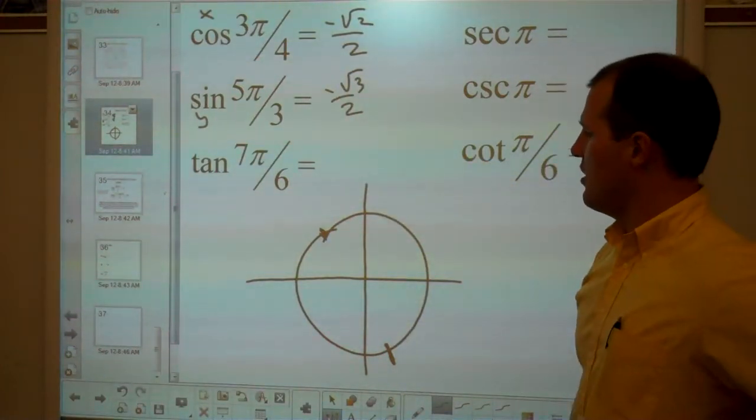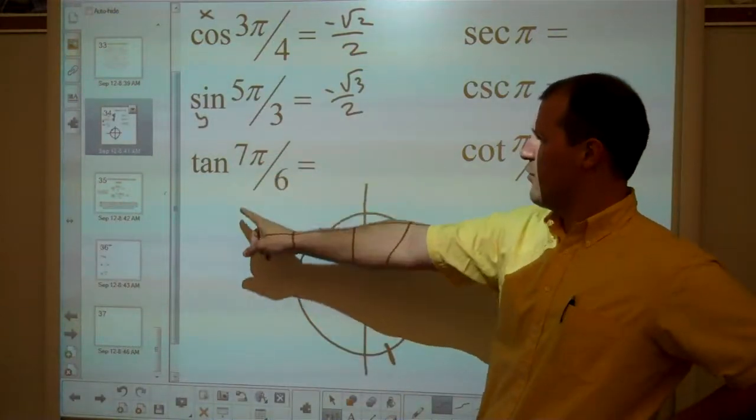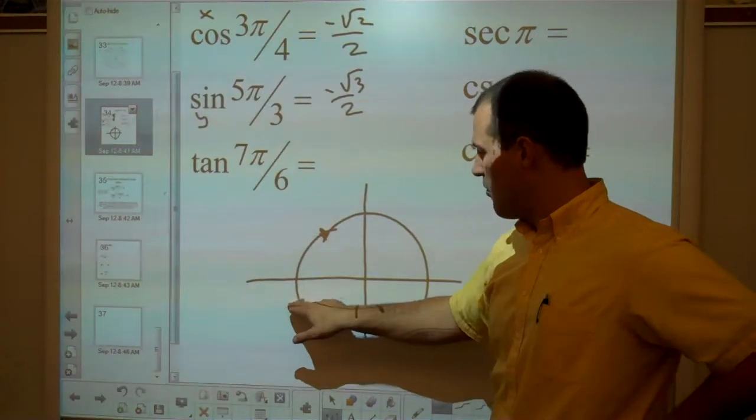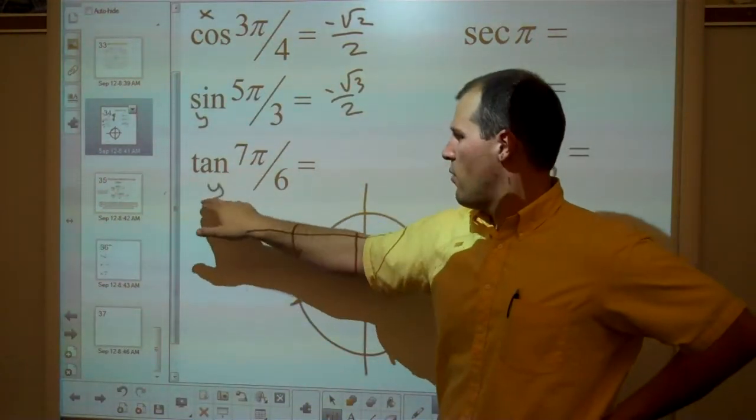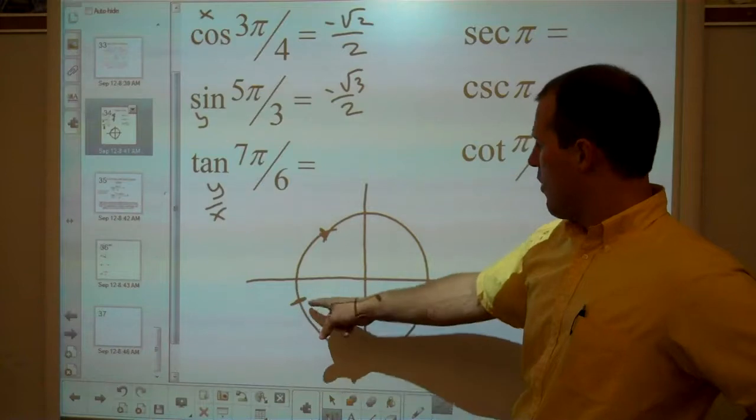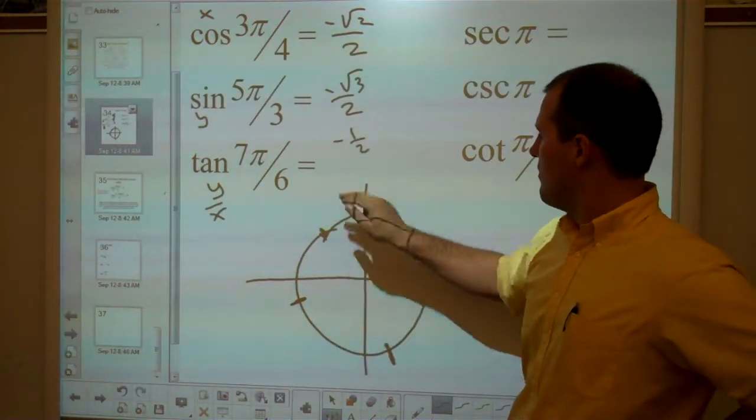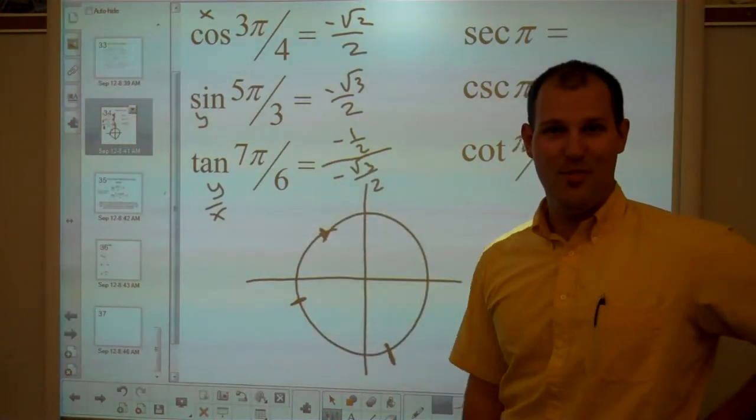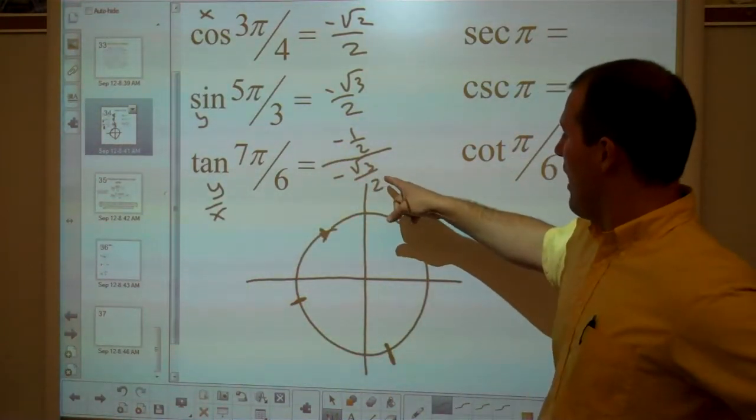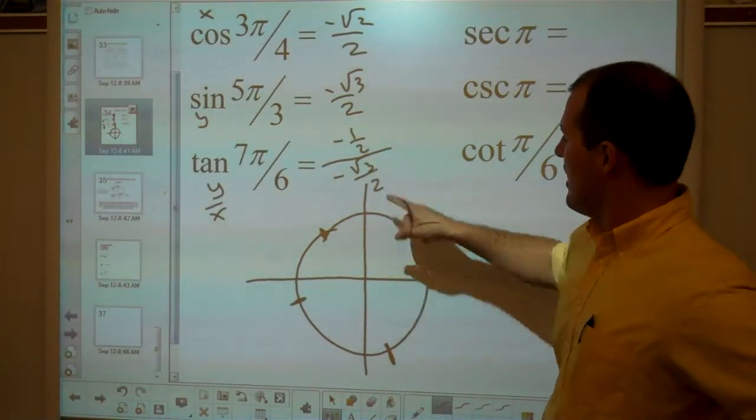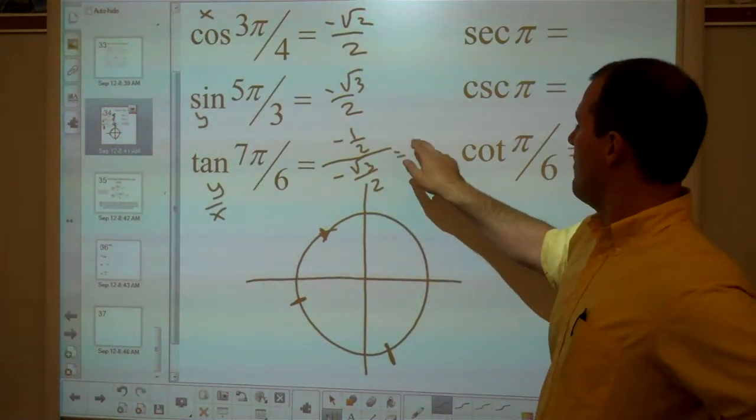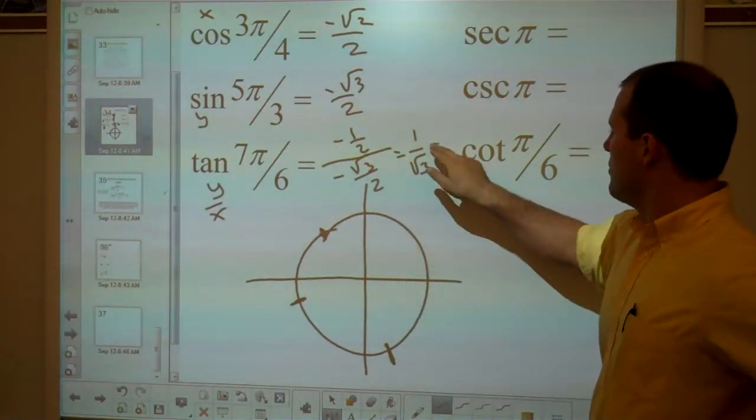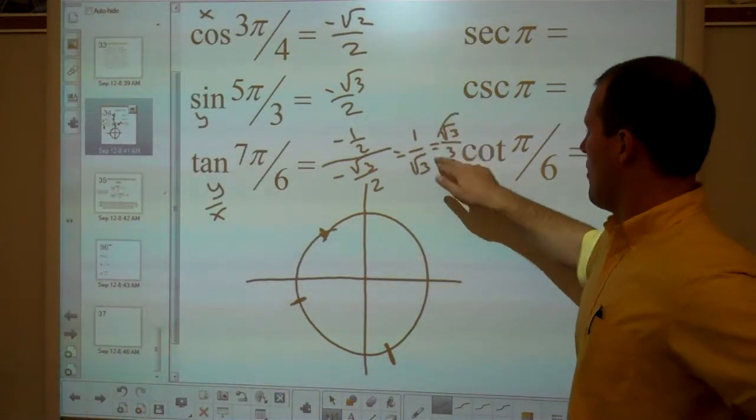Okay, let's go to the tangent. Tangent, 7 pi over 6. The way I think about it, 7 over 6 is just a little bit bigger than 1. And so that's going to be right in here. Tangent, recall that's a y value divided by an x value. Looks like our y value is negative 1/2 and our x value is negative root 3 over 2. And you better believe that we expect you to simplify it. So let's do that. Flip this and multiply it. When you do so, negatives are going to cancel out, the 2's are going to cancel out, and you're going to be left with 1 over root 3. We're going to go ahead and rationalize that denominator so that we get root 3 over 3.